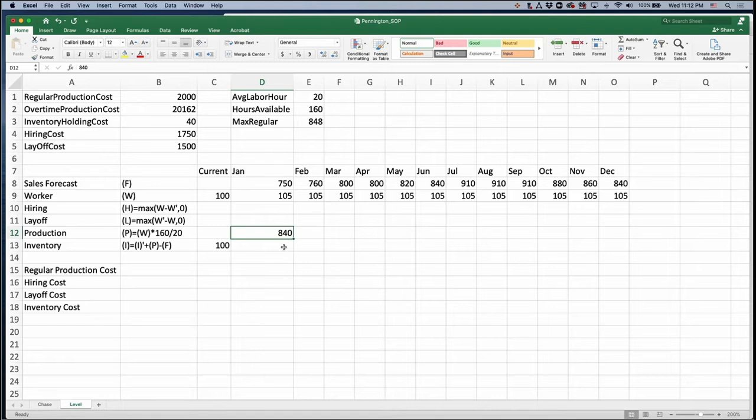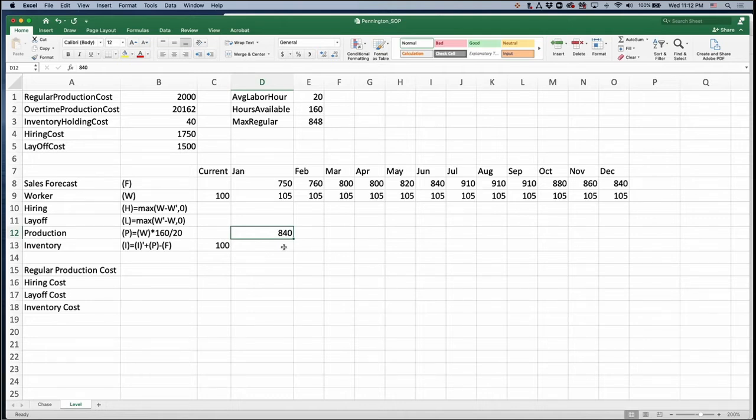From this spreadsheet, we have a sales forecast. The sales forecast is given, and also we have workers. The worker count is 100, and the production level is given. That's fine. But if we have this 840, then what is our worker level?